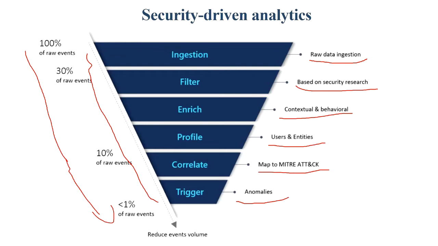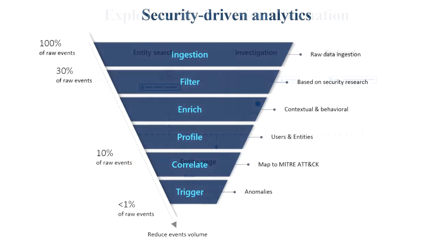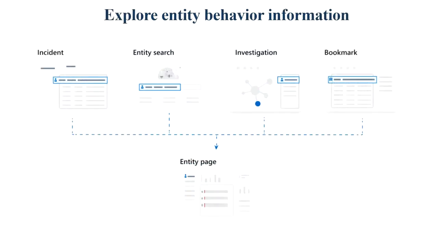Now, let's take a quick look at exploring the user entity behavior information. The entity behavior page allows you to search for entities or select them from a list of already displayed entities. Once selected, the entity page is displayed with information and a timeline of alerts and activities.